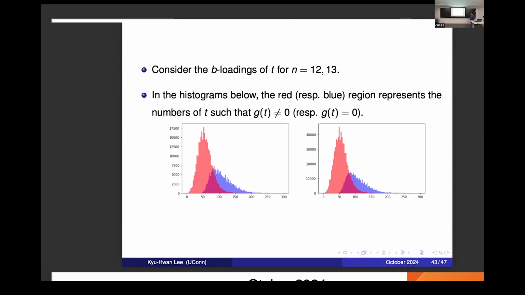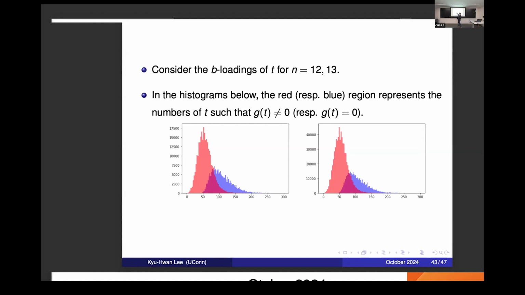What about B loadings? The pictures are these. And this is good, because there is a peak. If we find this point, then below this point, everything is non-zero. I mean, the Kronecker coefficient is non-zero. So if you know this point, we may conclude that all the triples of partitions here have non-zero Kronecker coefficient.